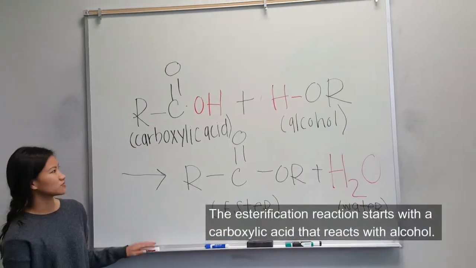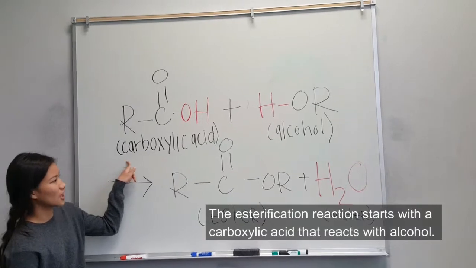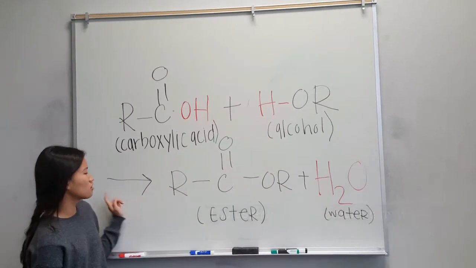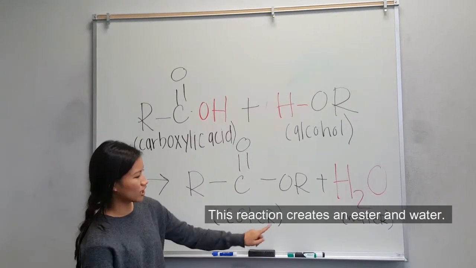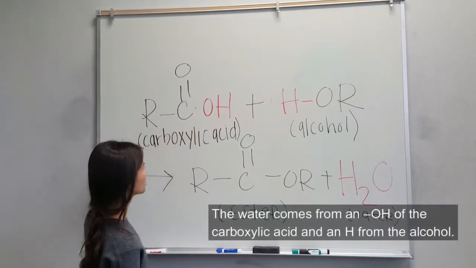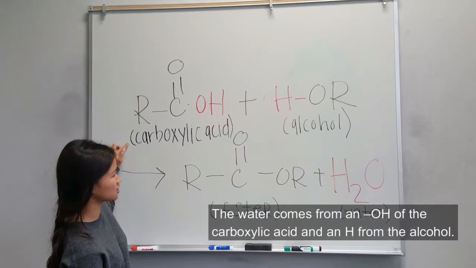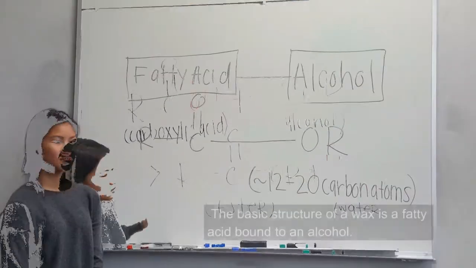The esterification reaction starts with a carboxylic acid that reacts with alcohol. This reaction creates an ester and water. The water comes from an OH from the carboxylic acid and an H from the alcohol.